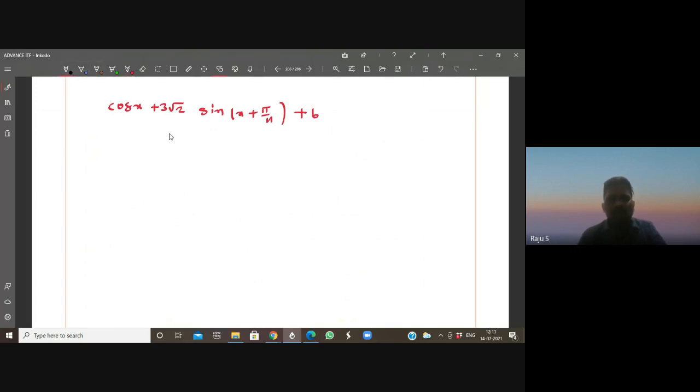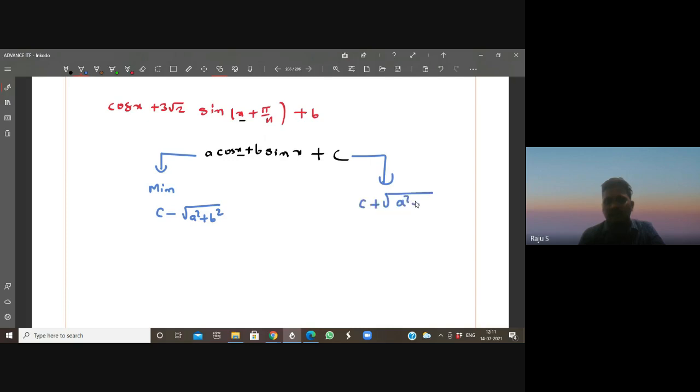So we can change it to standard form. What is the standard form? a cos x plus b sin x plus c. It should be x alone, not x plus pi by 4, x minus pi by 4, or x plus pi by 6. We require only x. Here the minimum value is c minus root over a square plus b square. Remember this formula. Maximum value will be c plus root over a square plus b square.